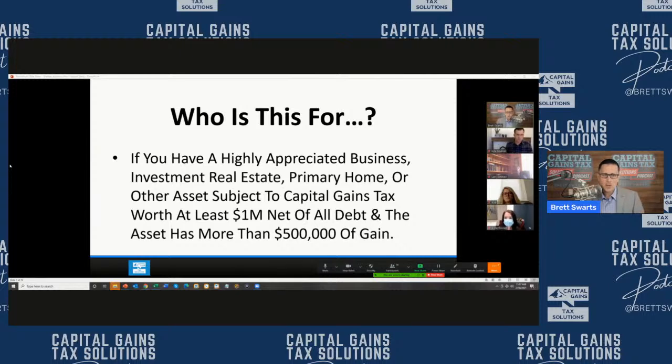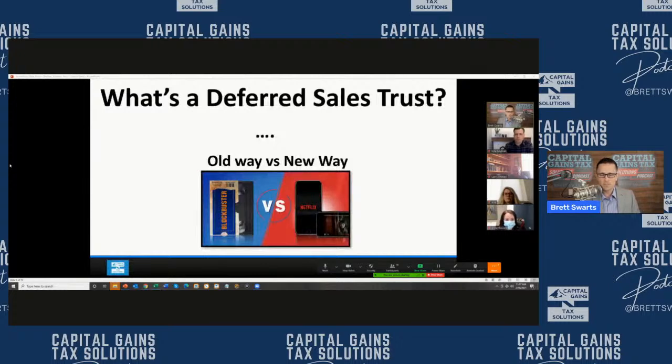Well, this is for anyone who has a highly appreciated business, investment real estate, primary home, or other assets subject to capital gains tax. Here's the key. We need to have at least $1 million net of all debt, and at least, I say 500,000, we're really kind of doubling that to about $1 million of gain. So about $1 million and $1 million. If it's net proceeds of $1 million at least, and about $1 million of gain, it's actually a pretty solid fit.